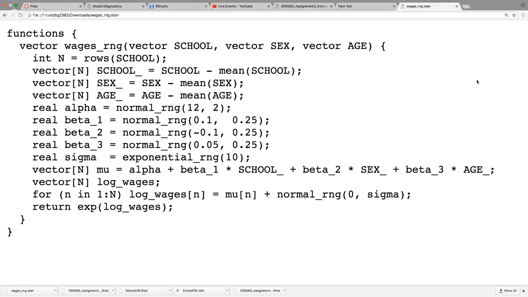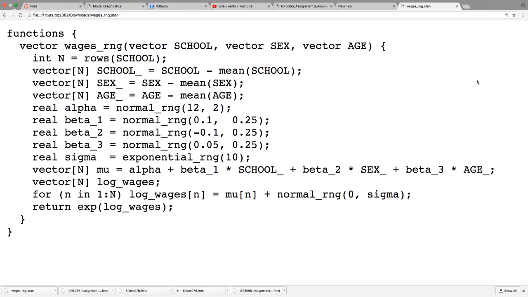Right. By taking the mean of each of those variables and subtracting it, to make the ones that have an underscore at the end of them, this variable school underscore will have a sample mean of 0. And sex will have a sample mean of 0, and age will have a sample mean of 0. And so alpha, as always, is interpreted as the conditional expectation of log wages for someone who's 0 on all of the other parameters.